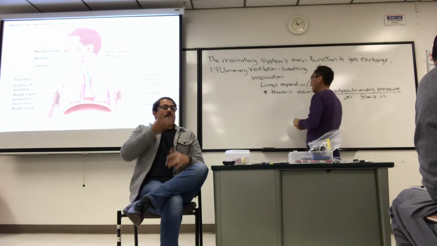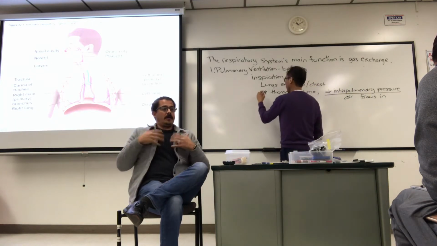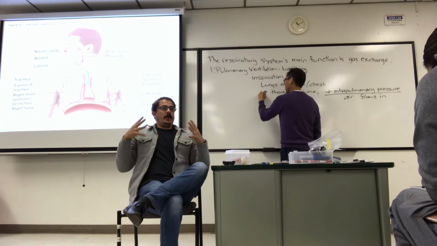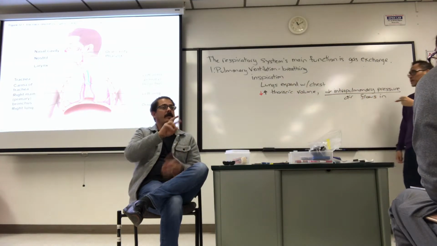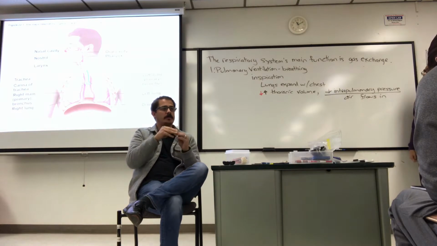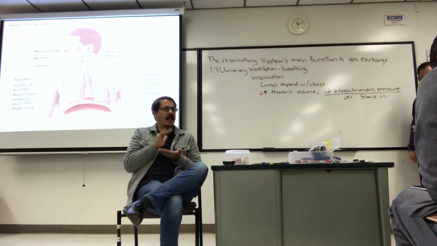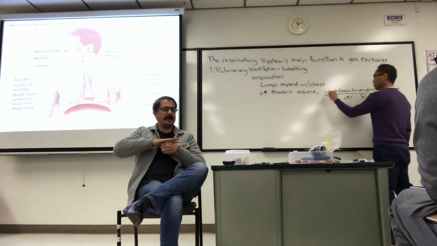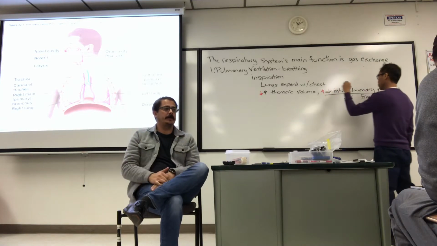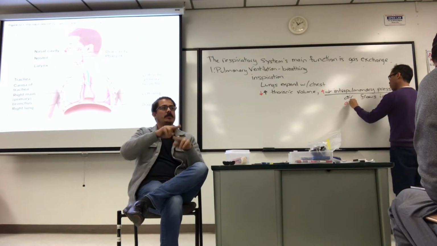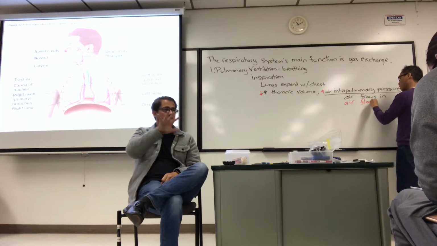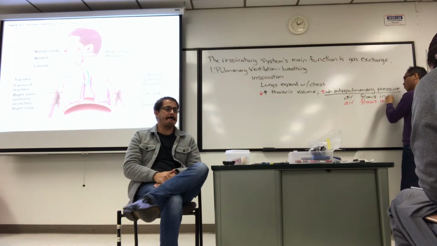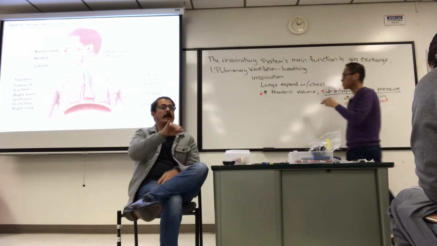For air to flow out, you simply reverse it. When the chest collapses, the lungs collapse with it, and you decrease the thoracic volume. Now the air molecules have less space to occupy, and they increase in pressure. You increase the intrapulmonary pressure and air flows out for a breath out. We call that expiration.